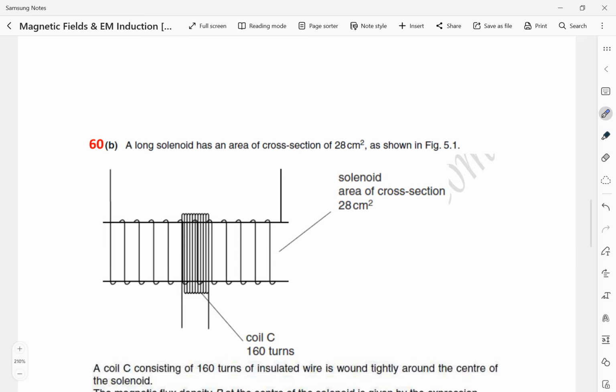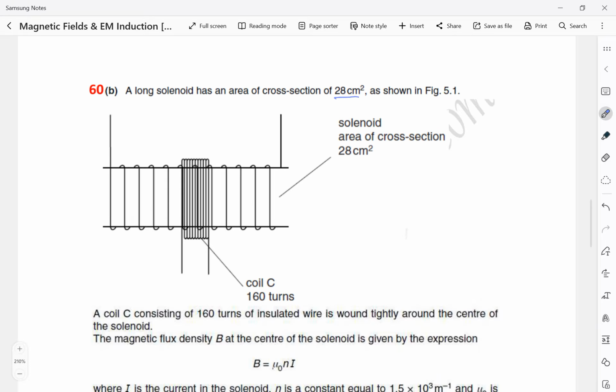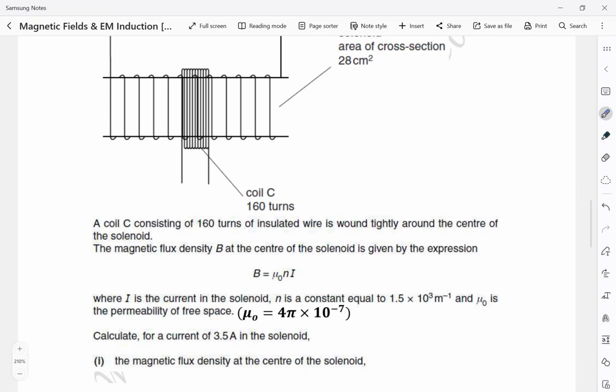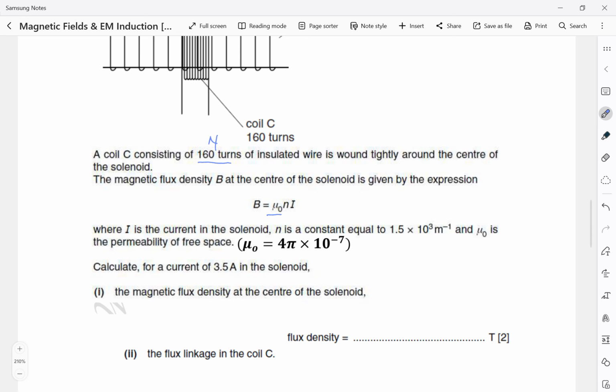A long solenoid has an area of cross-section 28 centimeters squared as shown in the figure here. A coil C consisting of 160 turns of insulated wire is wound tightly around the center of the solenoid. The magnetic flux density B at the center of the solenoid is given by the expression B equals mu naught N i. Of course, mu naught is not given in the list of constants.